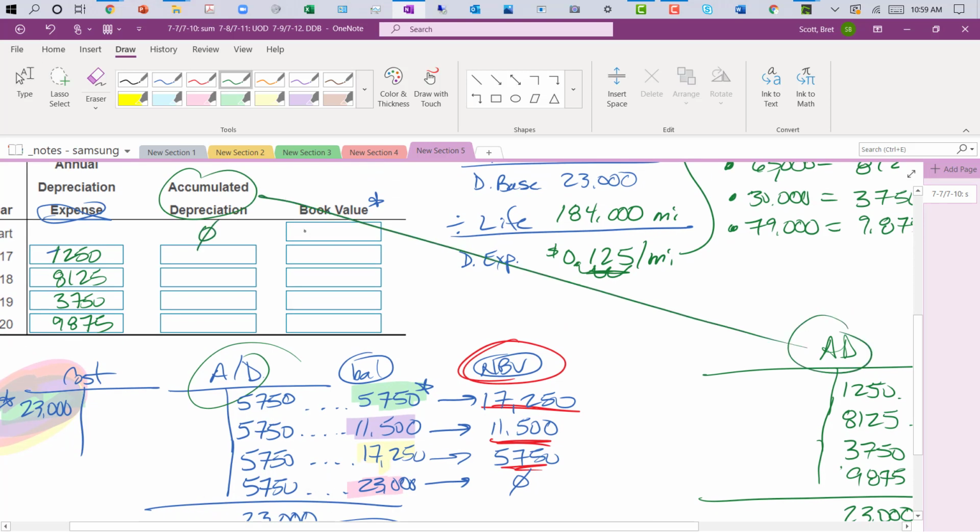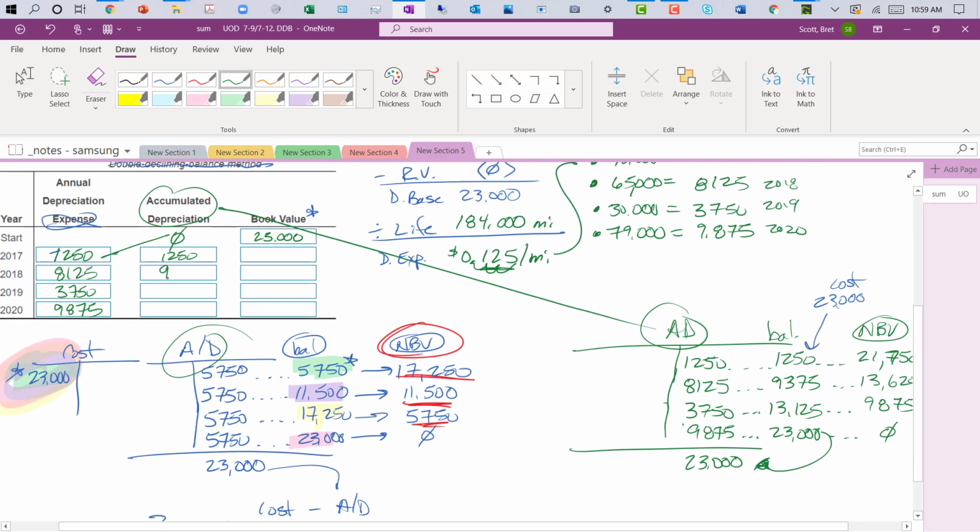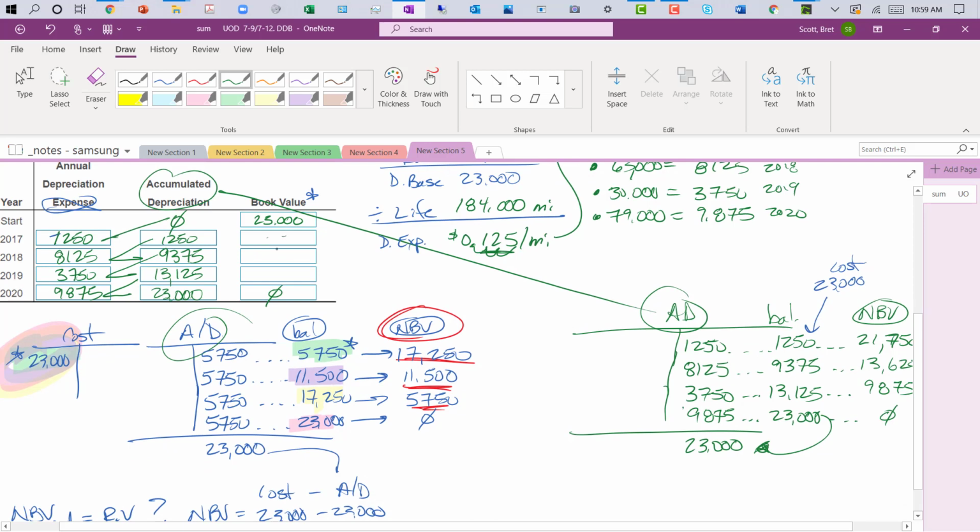Started off at 0. Book value was 23,000 at that time. And I go through, add 1250, 9375, 13,125, and then finally 23,000. So my net book value is going to be 0. And so just going to go through the same process we did before with straight line. Just update the book value. Take cost, subtract off whatever the balances are in accumulated depreciation, and that's what's going to get your book value. 23,000 minus 23,000 at the end of the life is 0. That's how you do the units of production.